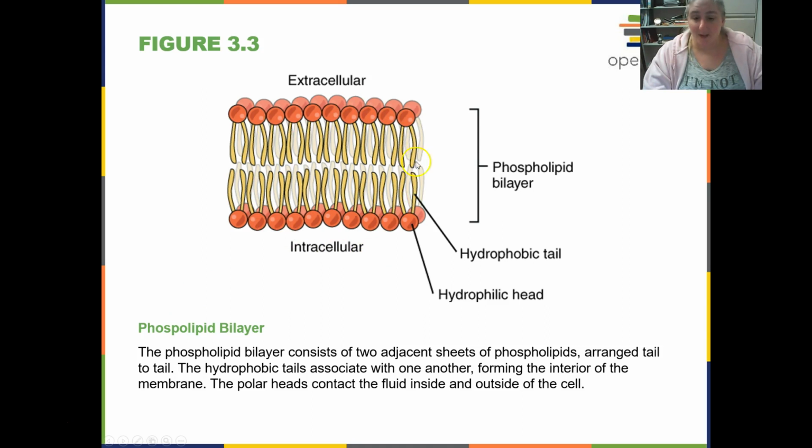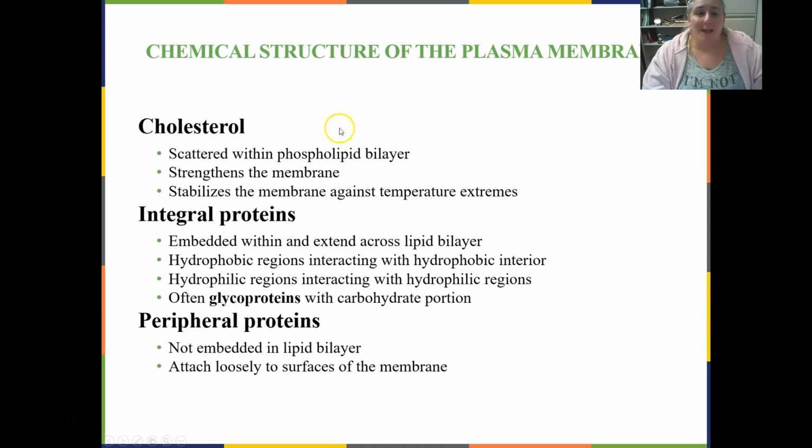And this is what the bilayer looks like. So you can see the extracellular fluid would be up here interacting with the phospholipid heads. Intracellular fluid down here would interact with the phospholipid heads, and the tails are sandwiched in between. Within that plasma membrane, we also have another lipid molecule called cholesterol. Cholesterol is an important molecule in strengthening and stabilizing the plasma membrane, specifically against changes in temperature. So that membrane is a very fluid membrane, but cholesterol helps to maintain its integrity.